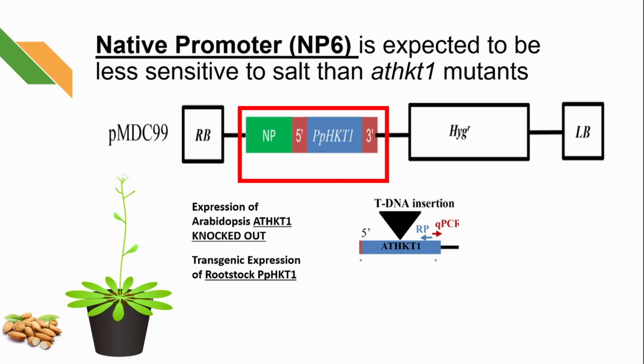Since this line lacks any HKT1 expression, we would hypothesize that it would have reduced salinity tolerance when compared to the Columbia line. Our next line was our first transgenic line, which is the native promoter line, or NP6. Like the mutant, this line has a non-functioning AT-HKT1. However, it does have a transgenic expression of HKT1 in the form of the Prunus persica, or rootstock HKT1, which we'll denote as PP-HKT1. Assuming the HKT1 gene found in the rootstock is conserved, we would expect the line to at the very least have higher salinity tolerance than the mutant line.